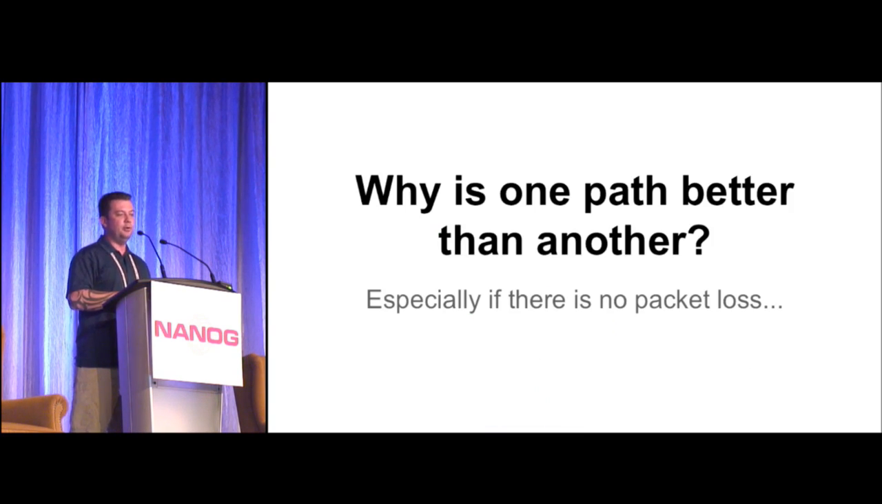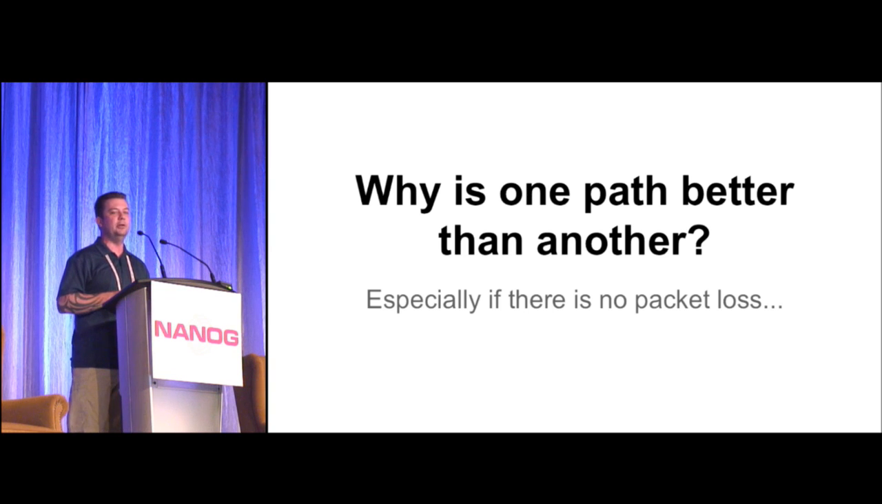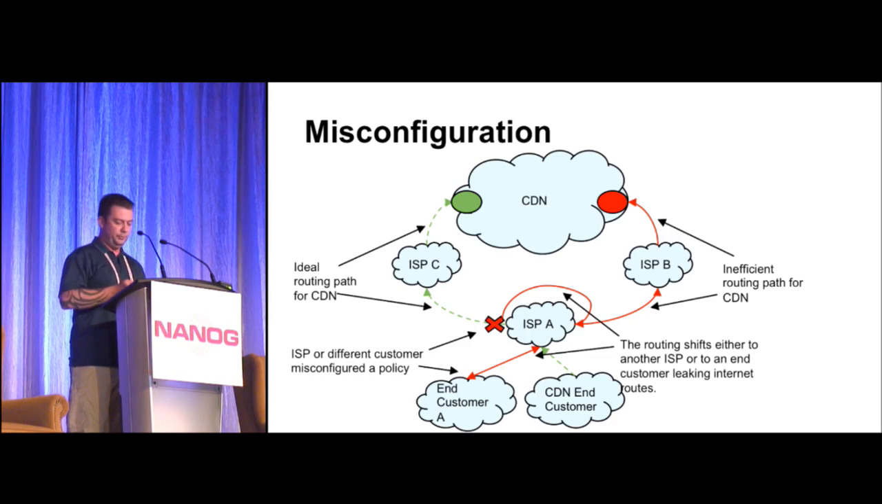All right, so you've heard me say this a few times, and a lot of you are already familiar with this, but the question always comes up: why is one path better than the other, and why does it matter if your packets are still getting to the endpoint? It's not that we're talking about loss, or complete isolation of a site.